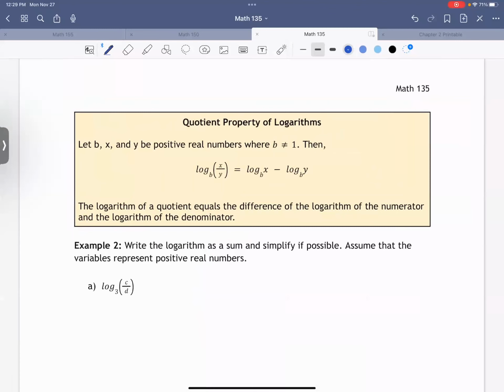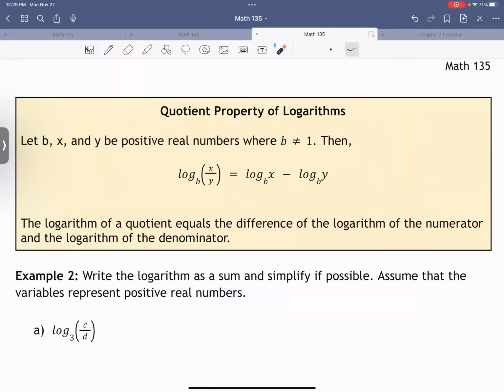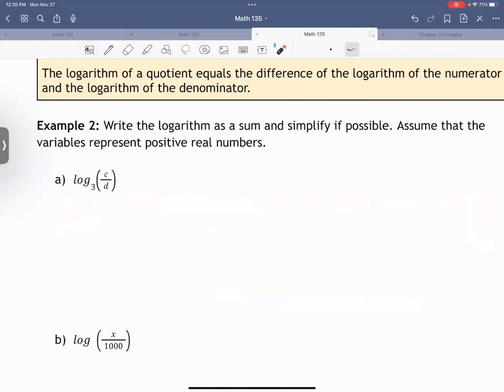This is the quotient property of logarithms. Kind of self-explanatory. We said that multiplication on the inside is addition on the outside. Division on the inside is subtraction on the outside. So multiplication and addition kind of go together. Division and subtraction go together as well. Okay. Let's do log base 3 of C over D.